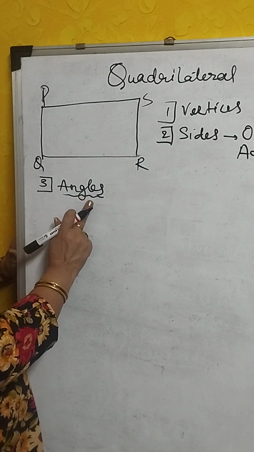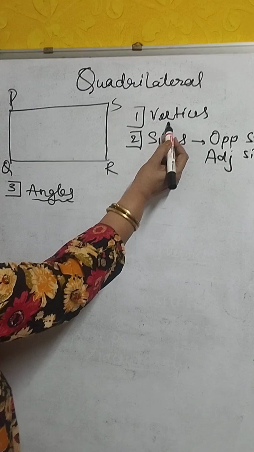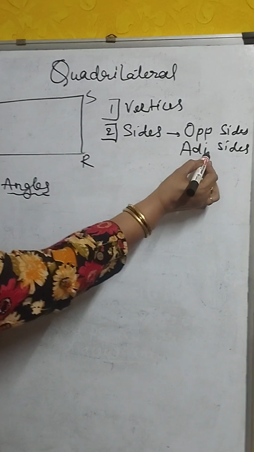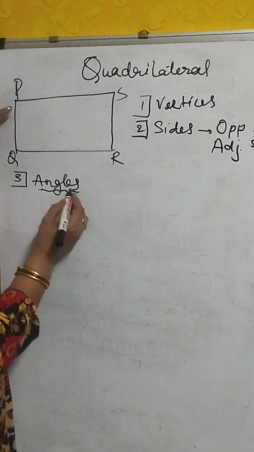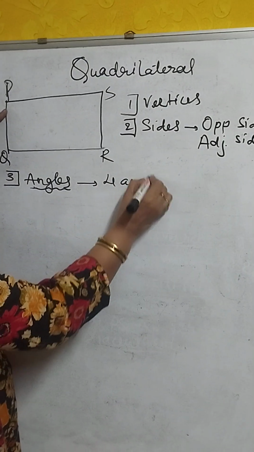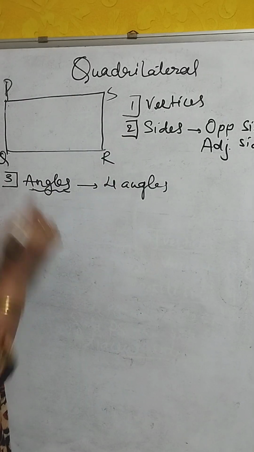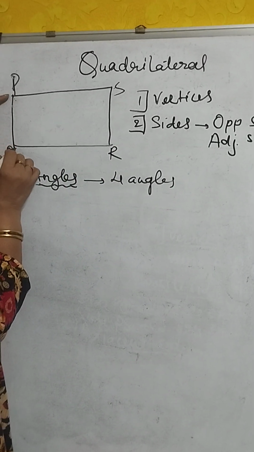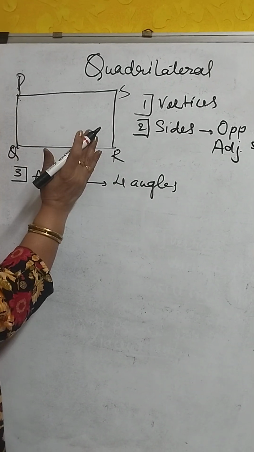Third part, angles. Right now I told you the first part, vertices, four vertices. Second part, sides, opposite sides, adjacent sides. Now the third part is angles. What are the angles? Four angles. Which are the four angles? Angle P, angle Q, angle R, angle S. This P we can read as SPQ. Q we can read as PQR or RQP. Like this we can read them.